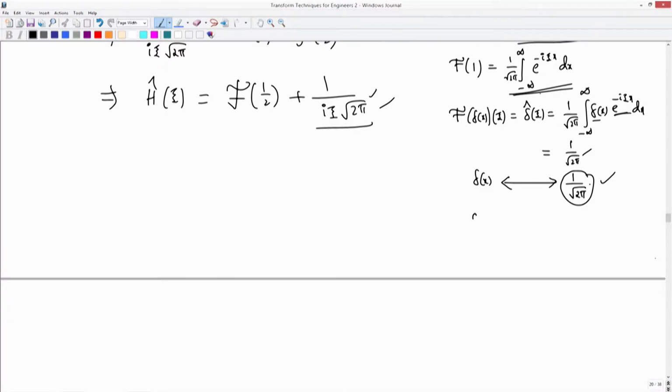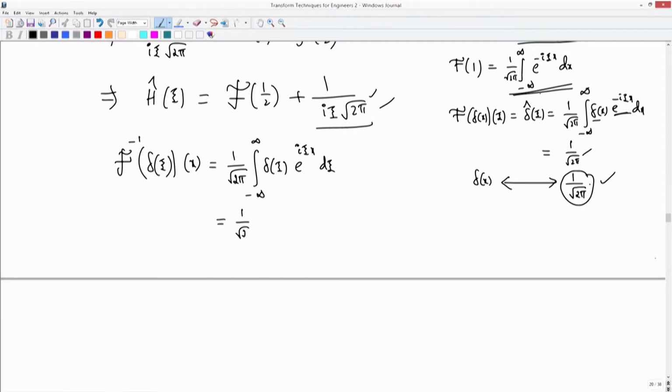So, if you start with delta of xi as your transformation and consider its Fourier inverse transformation, it will be a function of x. By definition this is the integral from minus infinity to infinity of delta xi e power i xi x d xi, since xi is a real number. This is also 1 by root 2 pi. Now, if you apply the Fourier transformation on both sides, the Fourier transformation of 1 by root 2 pi is a delta function of xi.